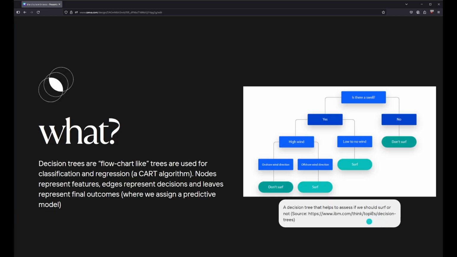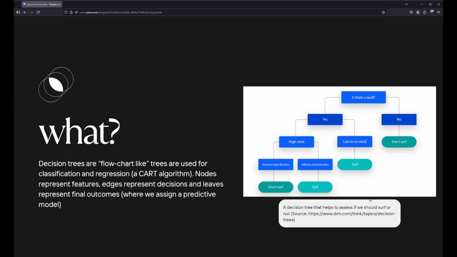So what is a decision tree? A decision tree is a flowchart-like tree, and it's used for classification and regression. It's also known as a CART algorithm, classification and regression tree. Essentially, a decision tree is quite a good algorithm to visualize. It's kind of like when you make decisions on a daily basis and you produce some sort of diagram that would represent your decisions.